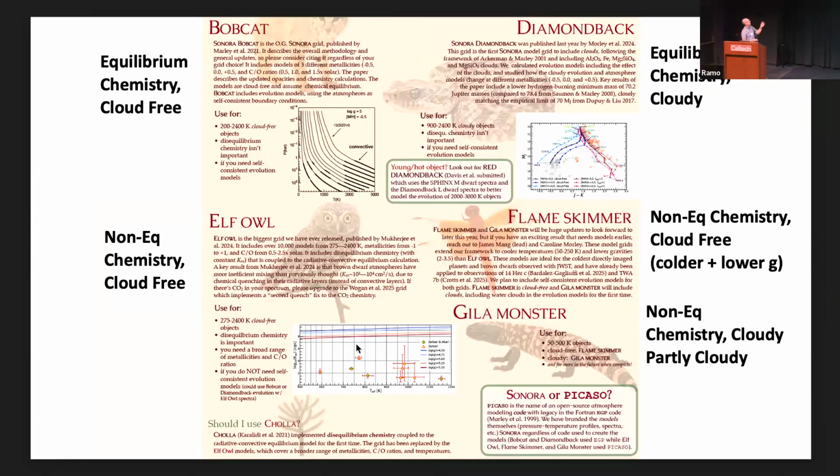We have Bobcat, that was the first set, that's equilibrium chemistry, cloud-free. I'll talk about this in more detail, not just this slide. ELF OWL, non-equilibrium chemistry, cloud-free. Diamondback, equilibrium chemistry, cloudy. Flame Skimmer, in progress, non-equilibrium chemistry, cloud-free, colder and lower gravity. And then Gila Monster, very cool animal. I only ever saw one in the 5 years I was in Tucson. Non-equilibrium chemistry, cloudy, and I think we'll do some partly cloudy models as well. So I want to talk about why these are useful and then how we might compare them to other sets of models.